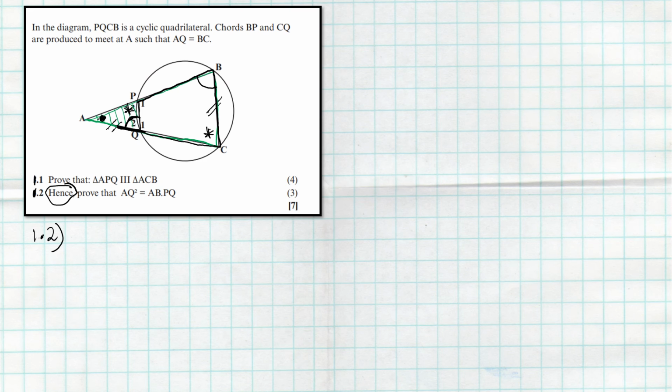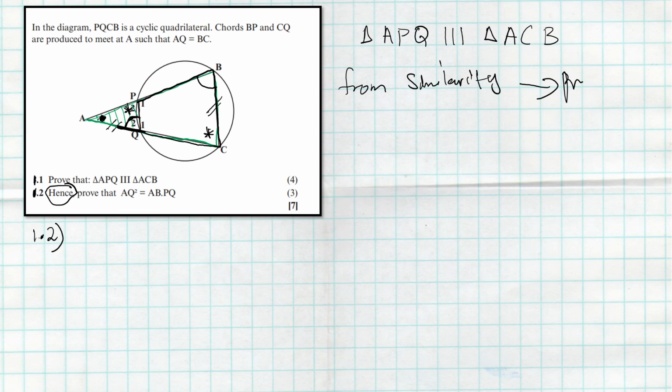How do you do this? How will the answer above help us? Remember, in 1.1, we have proven that triangle APQ is similar to triangle ACB. So from this, remember, from similarity according to equiangular triangles, if triangles are similar, it means that their corresponding sides are also in the same proportion. So from similarity, we can move to proportionality.